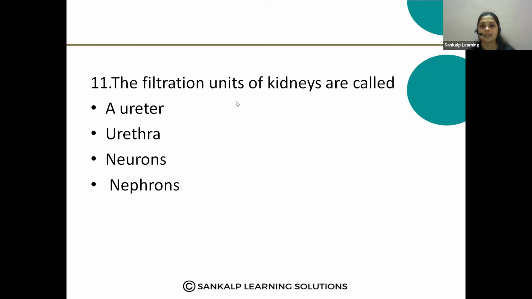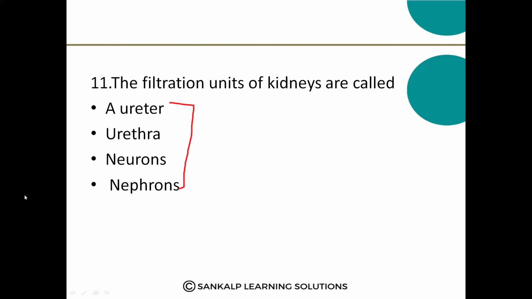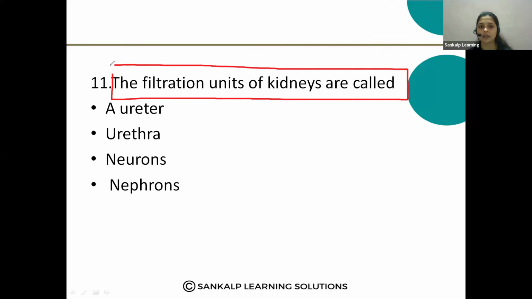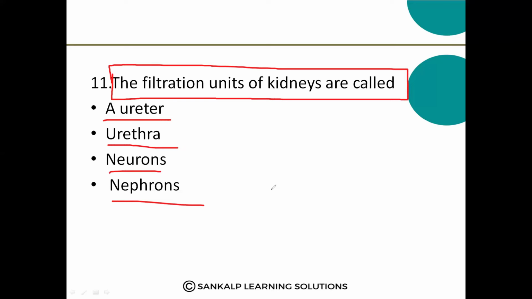So next 10 questions will be MCQ questions, which means 4 options will be given and you have to choose the correct one. This type of question is also there in your board exam, so you have to practice this type of question also. 11th question is, the filtration units of kidneys are called. What are they called? Options: ureter, urethra, nephrons.